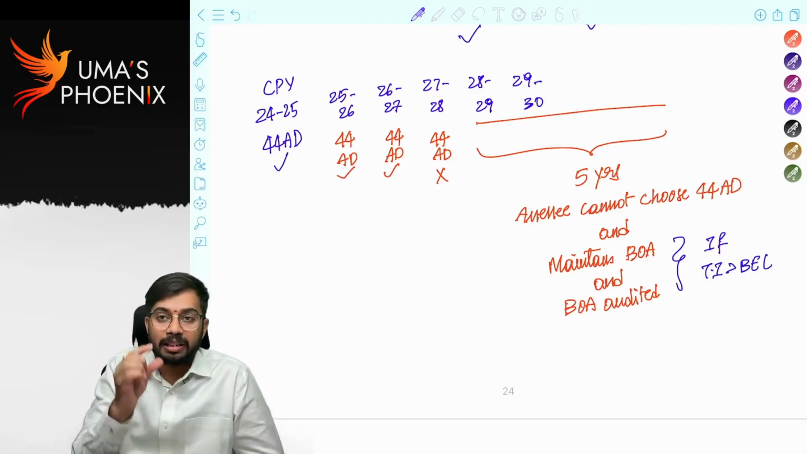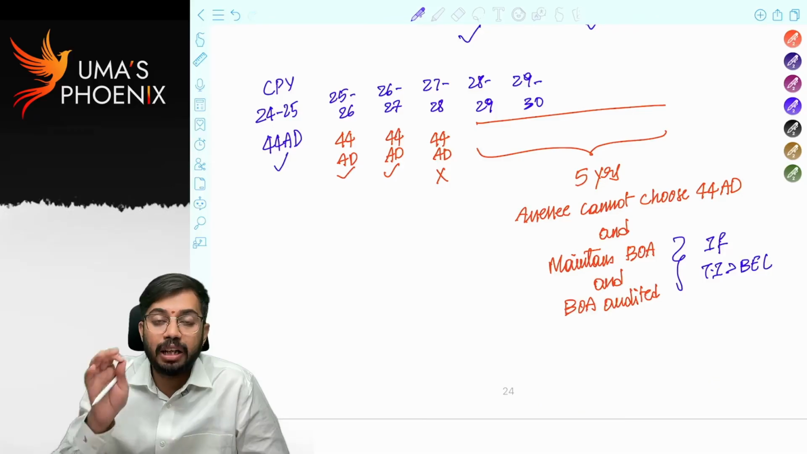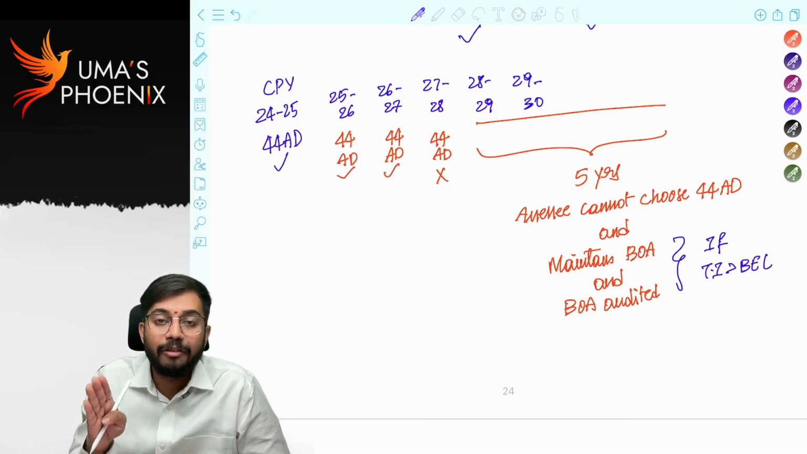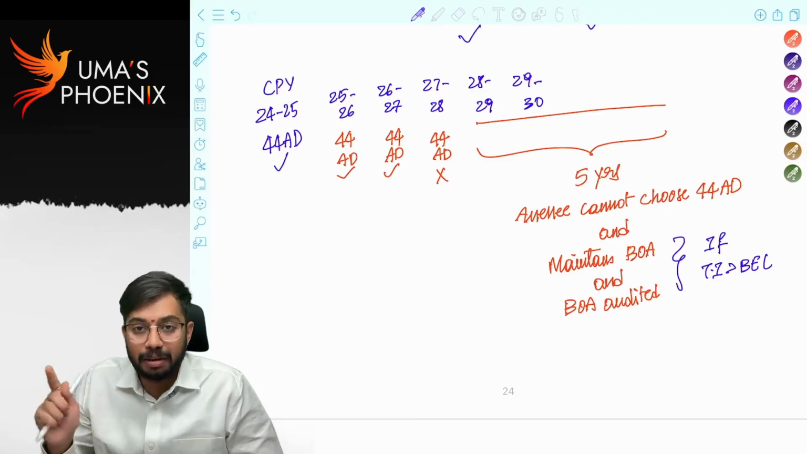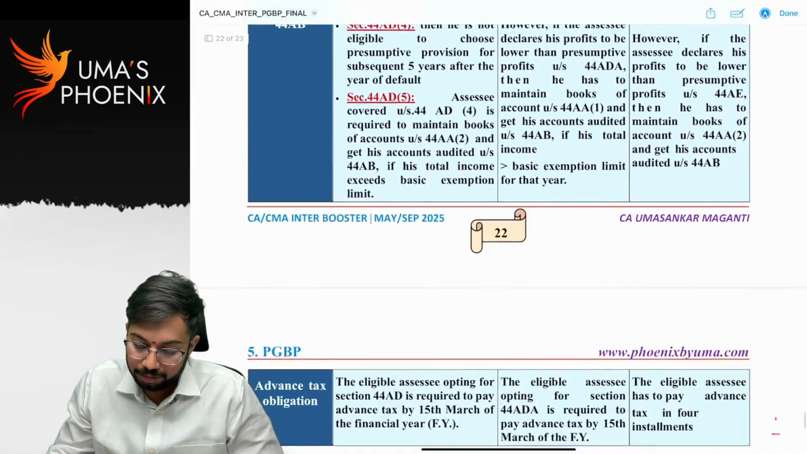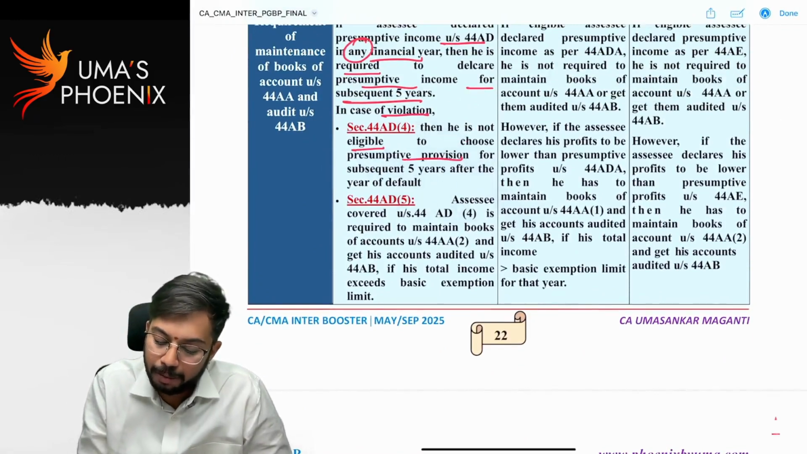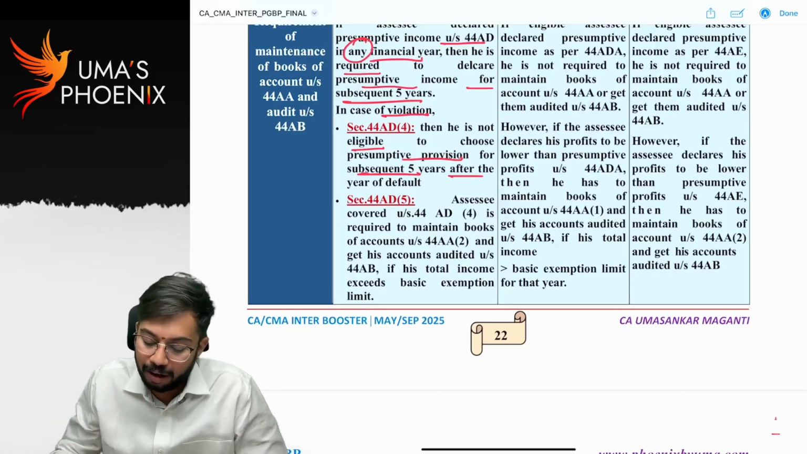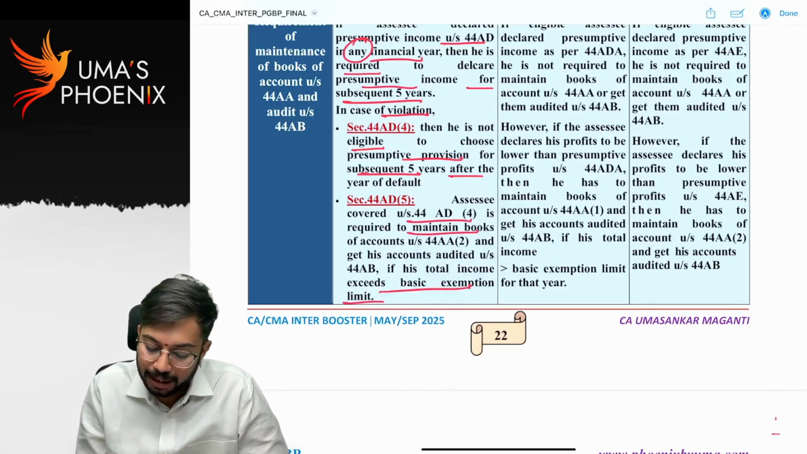Is it clear? Once the assessee chooses 44AD, next 5 years he has to choose 44AD. In next 5 years, in any 1 year if he does not choose, from the year of default, leave that year, from next year onwards, next 5 years he cannot choose 44AD. And he is required to maintain books of accounts and he is required to get his books of accounts audited. You can see, in case of violation, the assessee is not eligible for presumptive provision for subsequent 5 years after the year of default. An assessee covered under 44AD(4) is required to maintain books of accounts and get his accounts audited if his total income exceeds basic exemption limit.